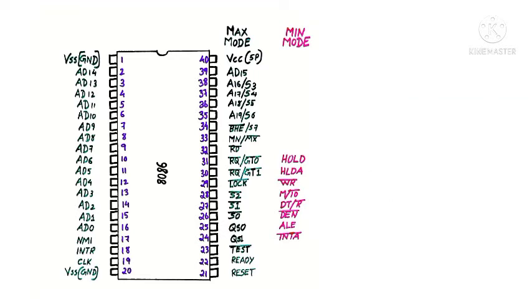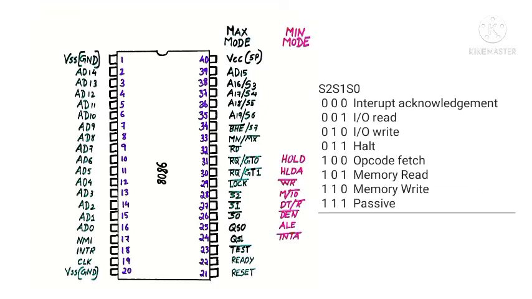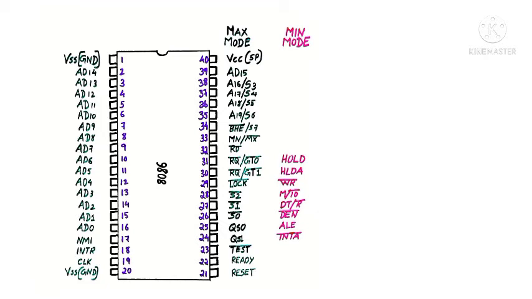And next are pin numbers 26, 27, 28, which are connected to the status signals S0 bar, S1 bar and S2 bar, which indicate the status of the operation. Depending upon the values of S0 bar, S1 bar and S2 bar, the following operations are performed, that is given in the figure. Pin number 29 is connected to the LOCK bar signal. It is an active low signal. When this signal is active, the other processors won't get control of the system bus.